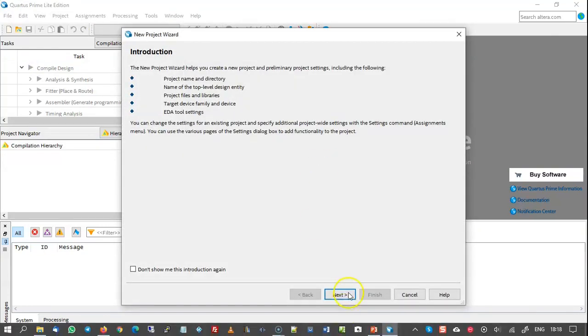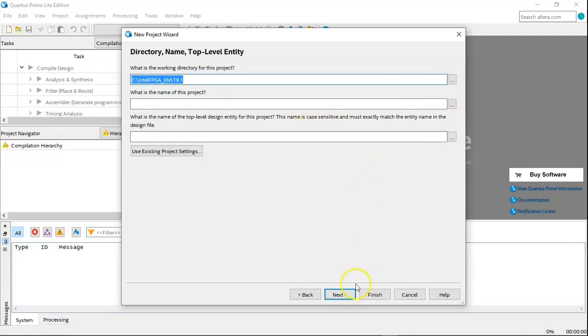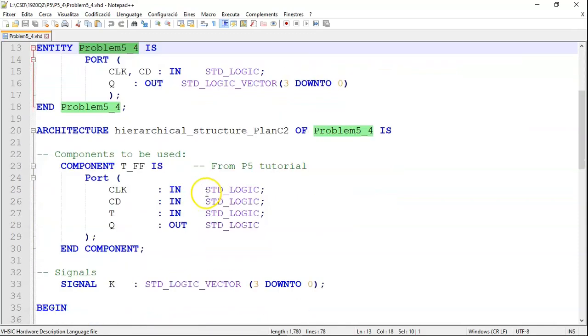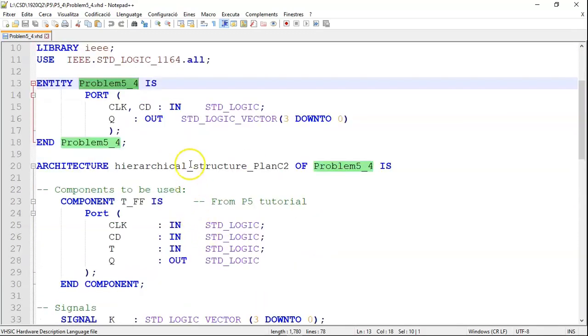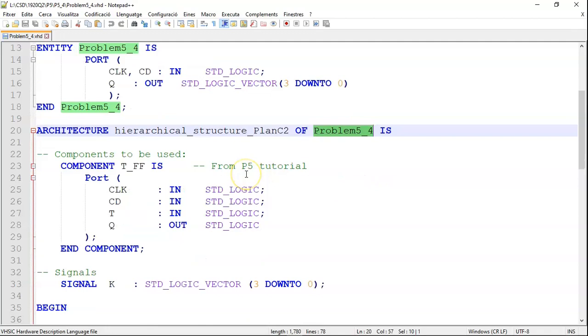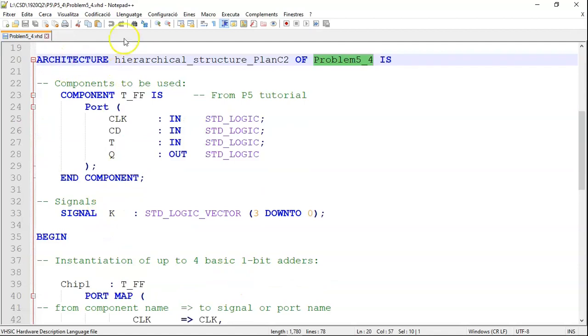So I will do that now. So, okay, next, and in the end you will find the synthesis results. Okay, you can just slightly edit and give the entity the right name, problem 5.4, for example, and the architecture may be something like hierarchical architecture plan C2 of this problem 5.4. This slight editing allows you to go and start a project and then make the modifications there in Quartus Prime, right? Or here, you can continue the editing here with no problem at all.